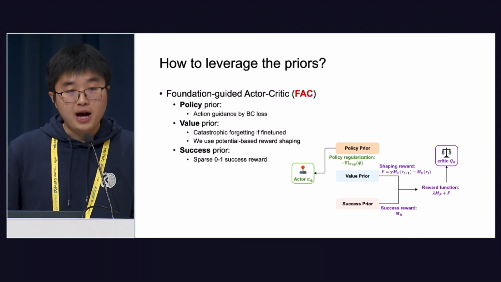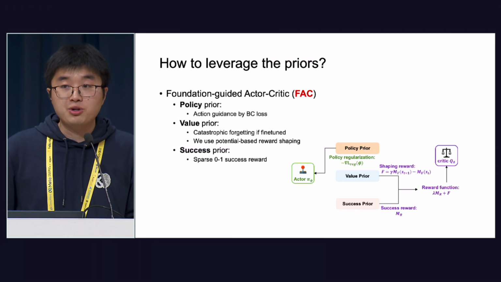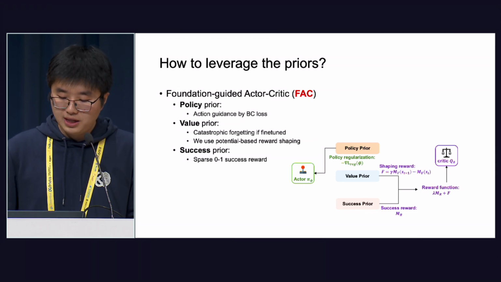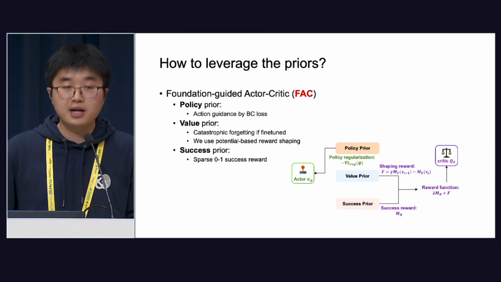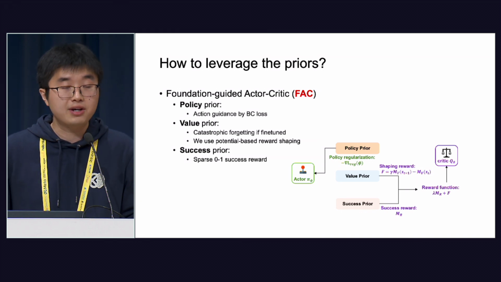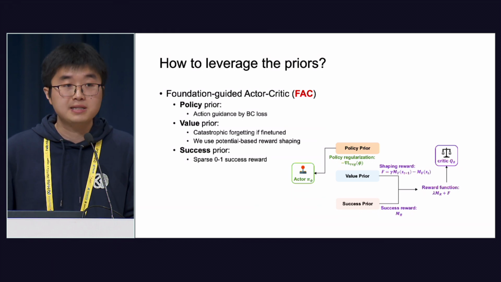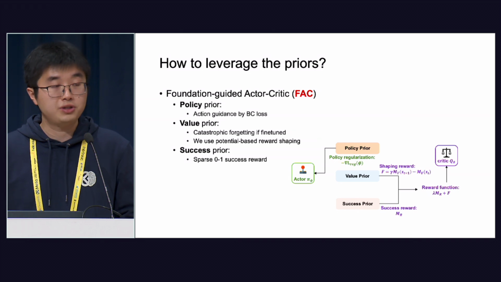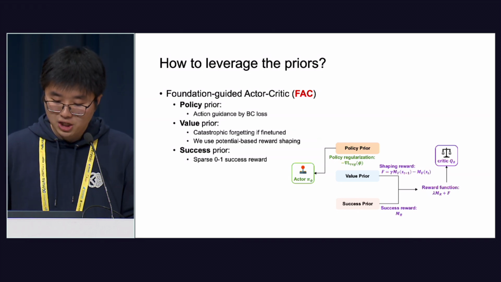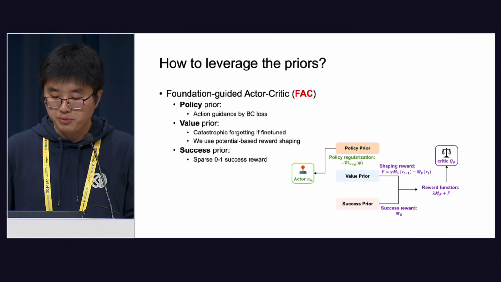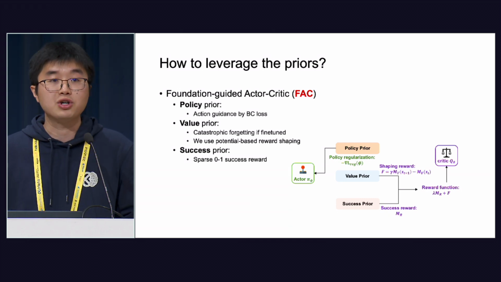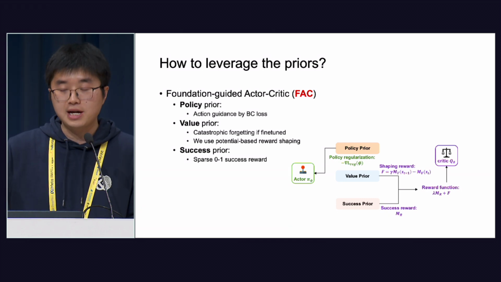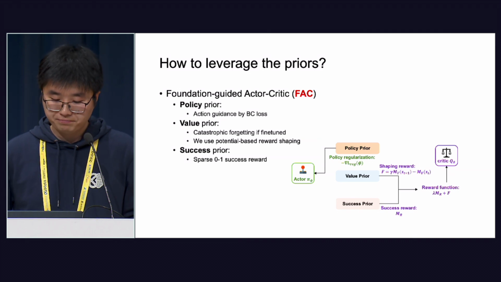For the success prior, it gives the sparse 0-1 success reward, and we assume the success reward prior is relatively precise and accurate because of the simplicity of the binary classification for determining the success state. So the auto reward function is formulated as the success reward plus the shaping reward.